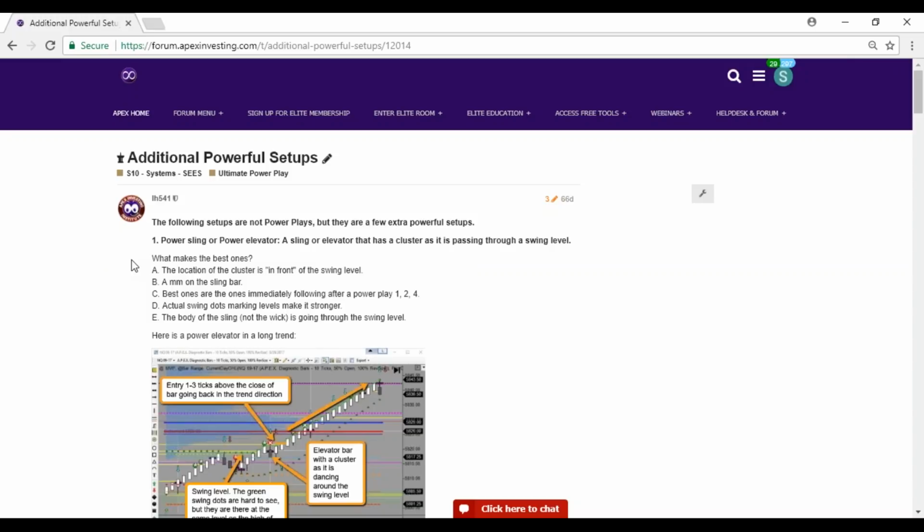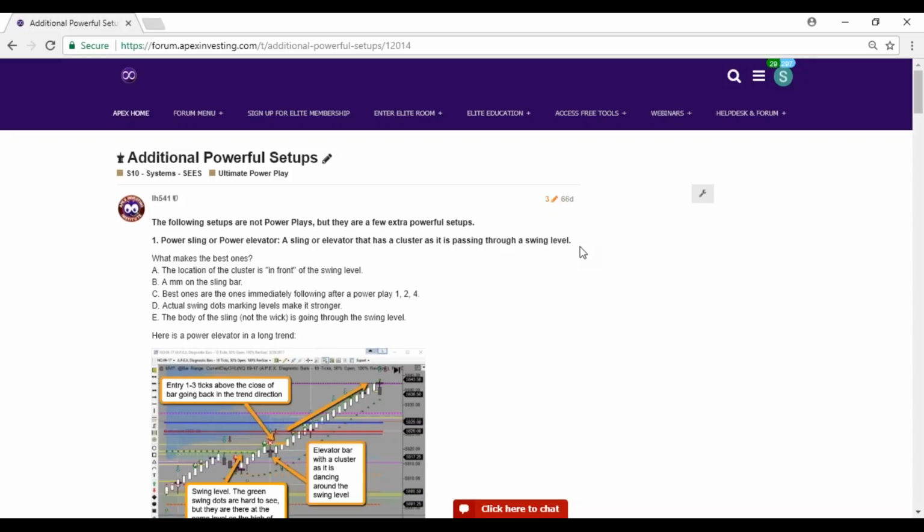So yesterday we talked about C's, and what are 2 of the things we covered? We talked about slings and elevators, right? Everybody remember that? Okay, well, this is a special type of sling or elevator. Okay, it's a power sling or power elevator. A sling or elevator that has a cluster as it's passing through a swing level.